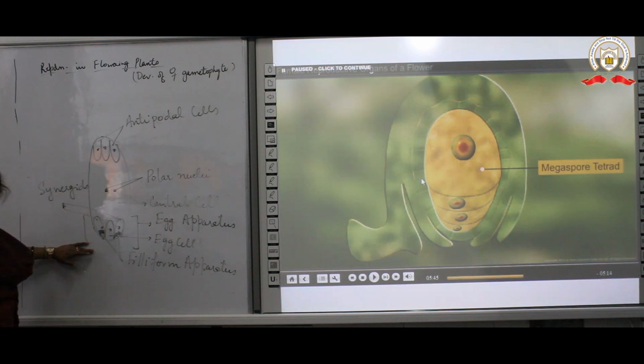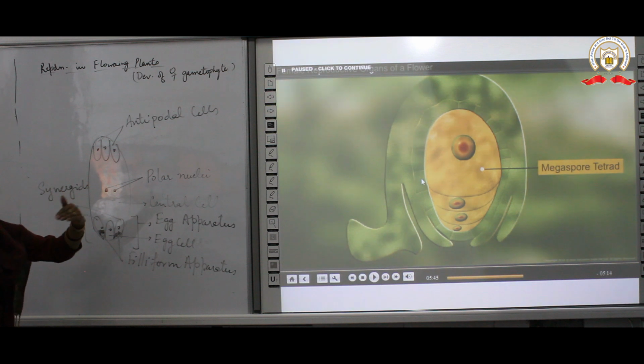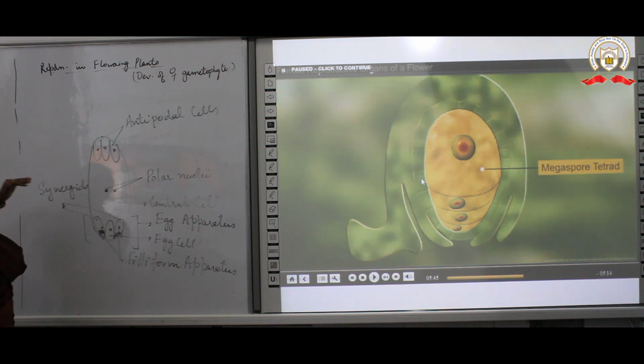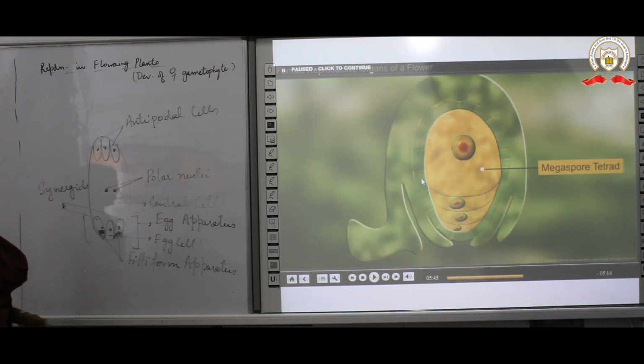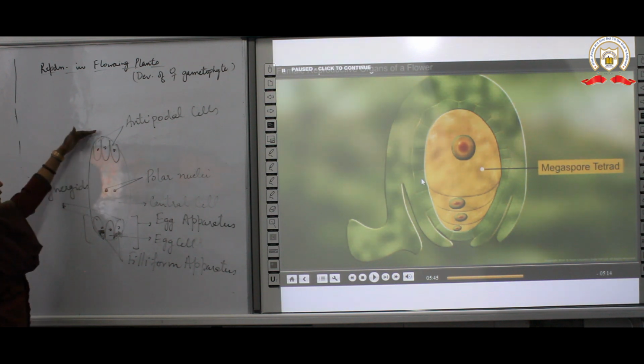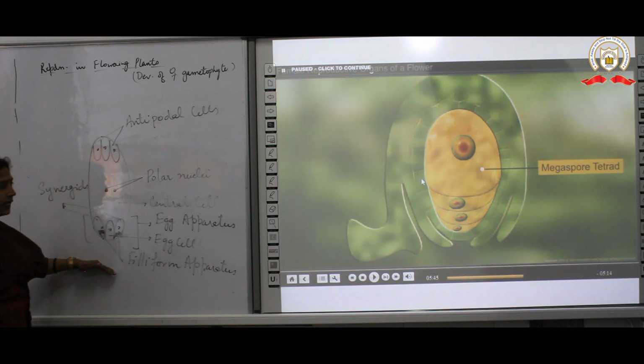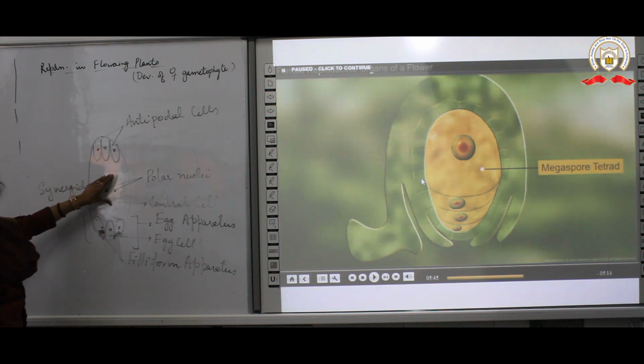Now let us discuss how it has been formed. From a single megaspore, only nuclear division occurs. There are 3 successive mitotic nuclear divisions leading to the formation of an 8 nucleated cell. This cell is the central cell in which 3 nuclei are arranged at one end and 3 other nuclei at the second end, and 2 nuclei move towards the center.